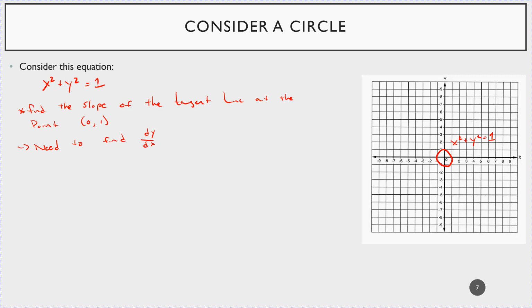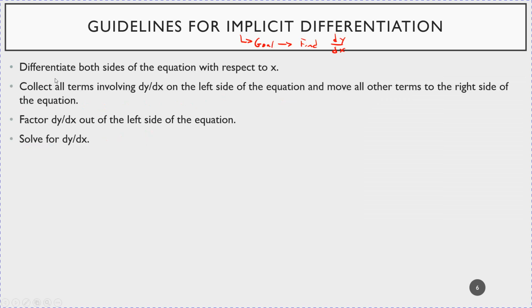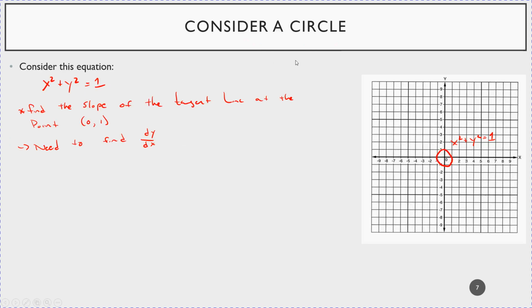So you need to find dy/dx. Okay, so the first thing you're going to do is differentiate both sides of the equation with respect to x. So I'm going to differentiate with respect to x, both sides, x squared plus y squared, and this derivative with respect to x of 1.